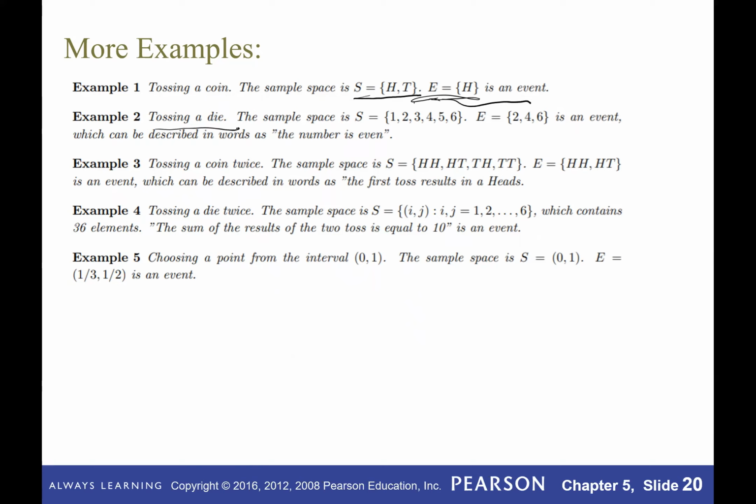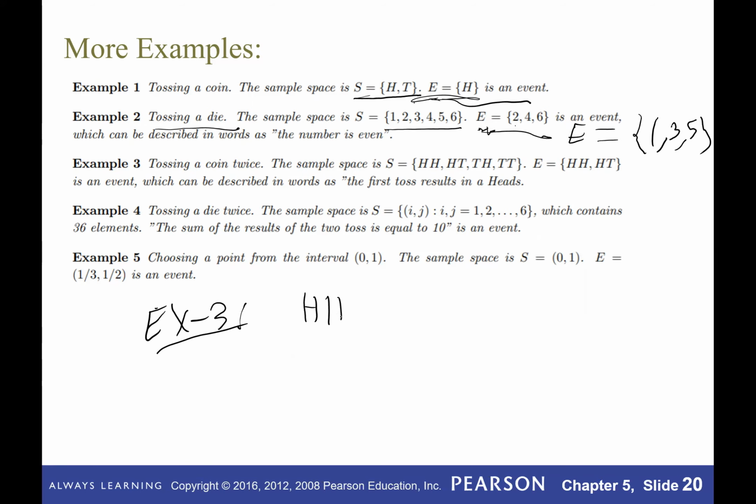Rolling a die, the sample space will be 1, 2, 3, 4, 5, 6. And E is the even numbers 2, 4, 6, which is an event, right? If you consider E as odd numbers, then it will be 1, 3, 5. And example 3, tossing a coin twice. If you toss a coin twice, what will happen? In the first toss, you can get head, and the second one also head. First one head, second one tail.